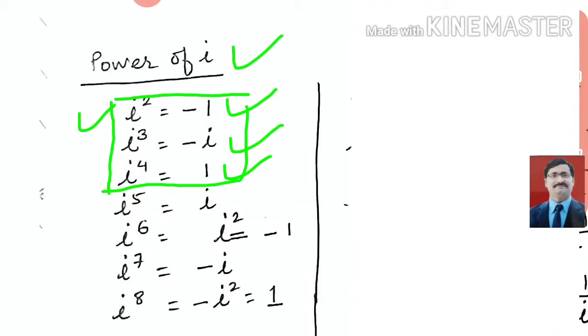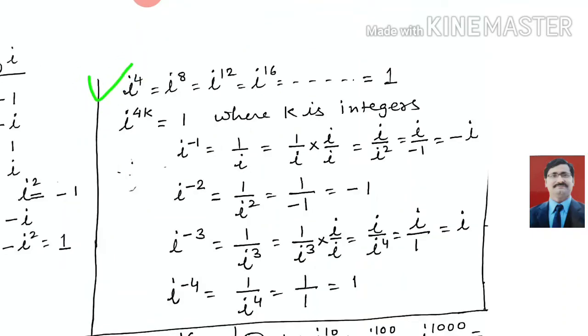Okay, now look here, iota power 4 we have equal to 1, and if we multiply both sides again by iota, we get iota power 5 equal to iota. Again we multiply, we get iota power 6, which is iota power 2, that is minus 1, and iota power 7 will be minus iota. Iota power 8 will be minus iota square, means you have here 1. Okay, look at iota power 4, iota power 8, iota power 12, iota power 16, the value is 1.